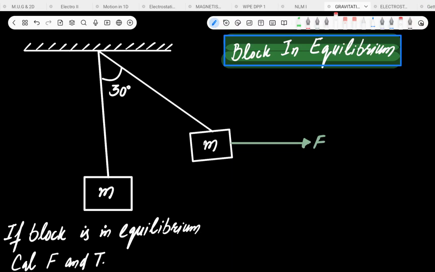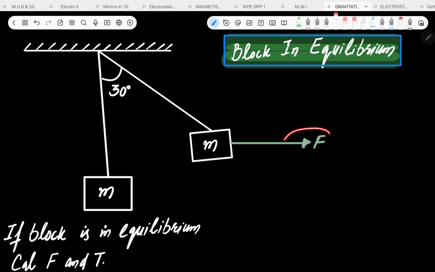So I am back with one beautiful problem in Newton's laws of motion. So have a look. This is a block whose mass is equal to m. This block is hanging with the help of a string and it is in equilibrium, which means net force on this block is equal to what? That's equal to 0.